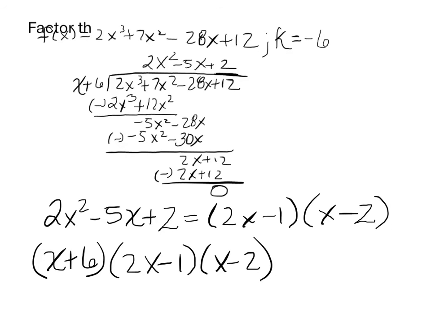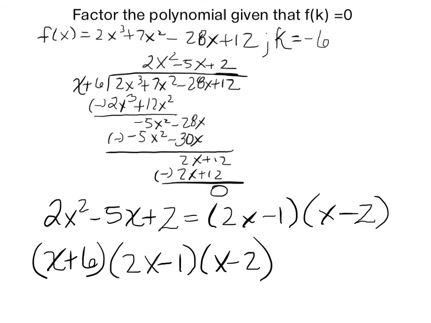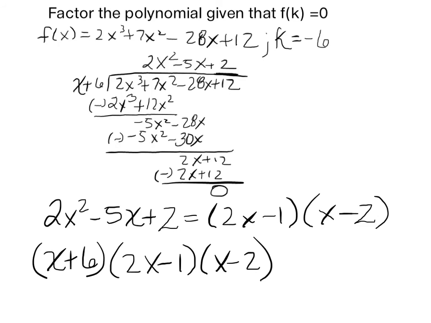factor the polynomial given that f of k equals 0. Okay, so factor the polynomial given that f of k equals 0. And so here we have the function f of x, and k equals -6, which simply means that f of -6 equals 0. So -6 is a 0.